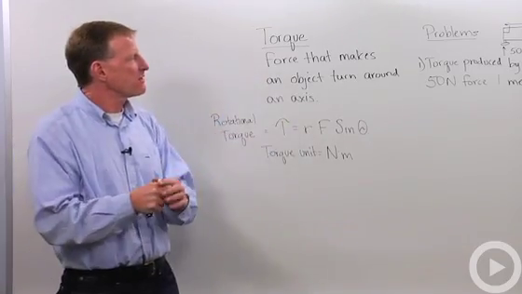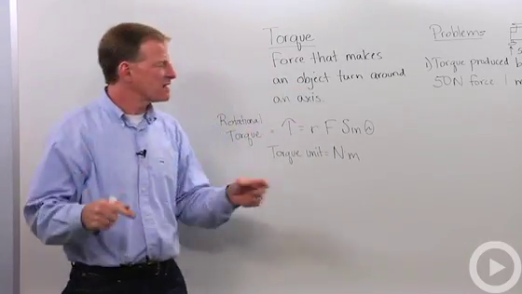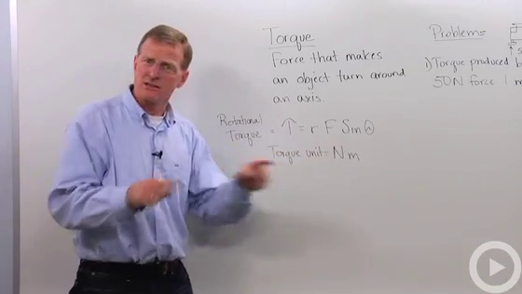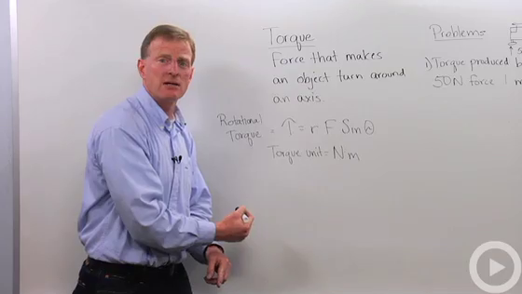So the definition: force that makes an object turn around an axis. But remember here, that force is dependent on the distance from the axis, right? So the unit we use for torque is newton meters, okay?